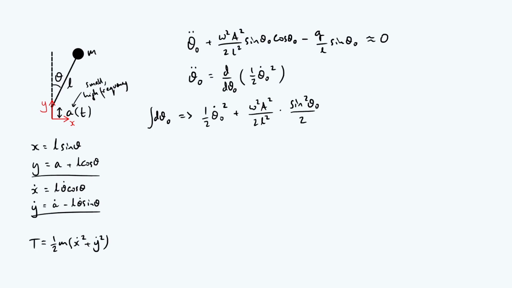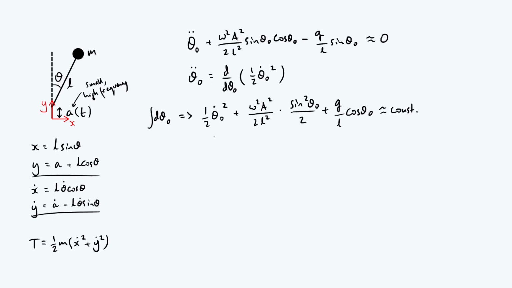And finally, well, minus g over L sine theta naught. Sine integrates to minus cos, and so that makes the sign positive at the end. So plus g over L cos theta naught. And this is now, well, it's no longer 0. It's approximately some constant. We don't know what the constant is without further information, though.